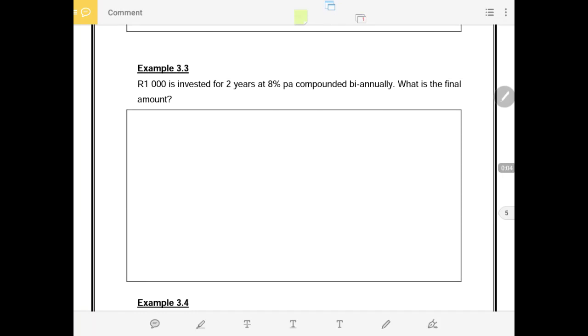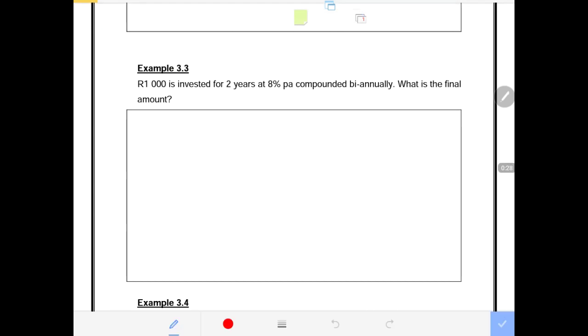We are now in example 3.3 of the topic named compound interest. I've introduced you to the functions of the calculator, and how to clear the calculator whenever you're using the functions: present value, future value, interest, and n. Then now we continue on that same note.